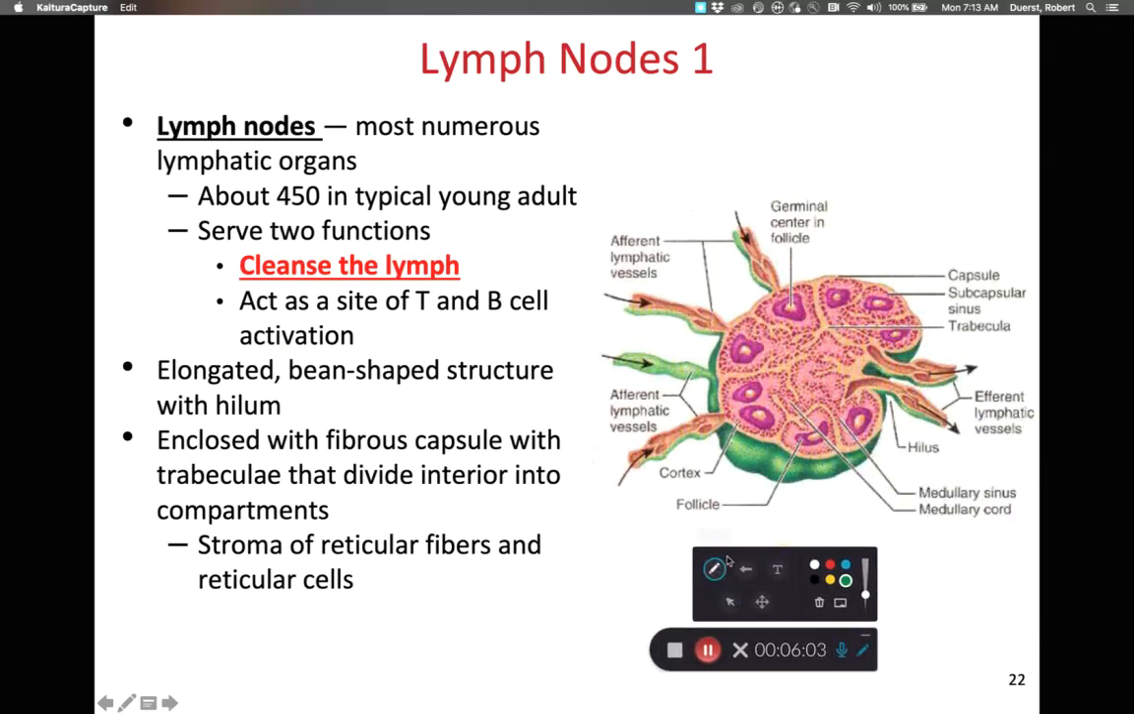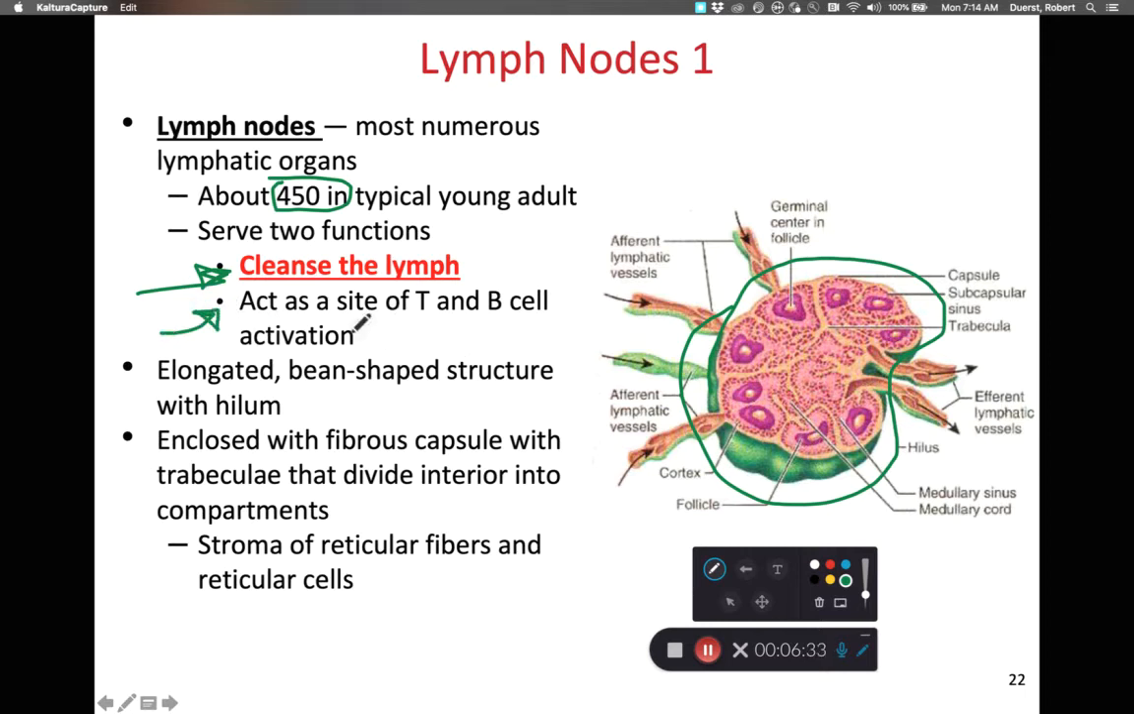As we look at our lymph nodes, they are the single most numerous lymphatic organ. They are going to have a connective tissue capsule around the outside. And as we look at these lymph nodes that are separated by these connective tissue capsules, we find that there's about 450-ish in a typical young adult, and they serve two big functions. They clean and filter the lymphatic fluid, and they help us to activate T and B cells.